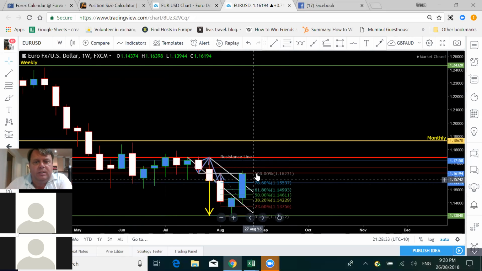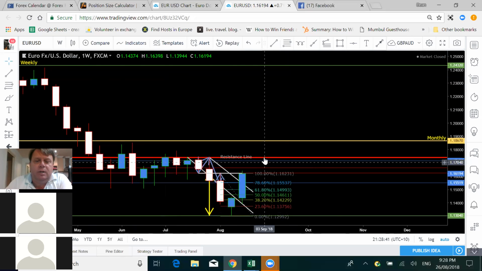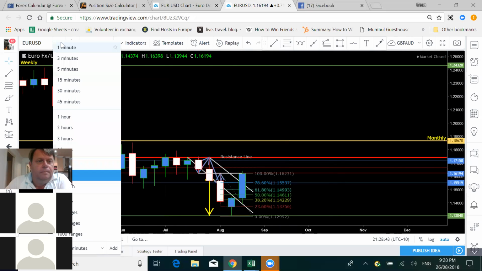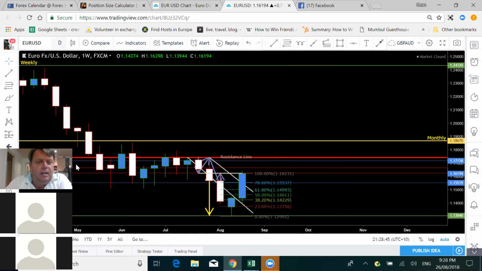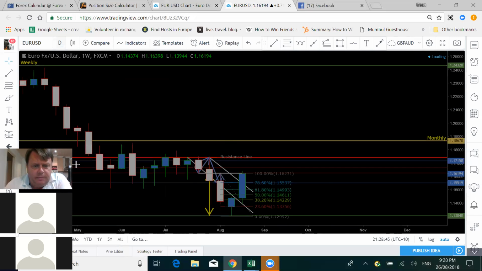So I expect the week to come up here and find some resistance. We'll see that very shortly on the daily and the 4 hourly. So I'd be looking for trades up to there. But I would anticipate that the daily and the 4 hourly are going to be downtrends at the moment, but we'll see.